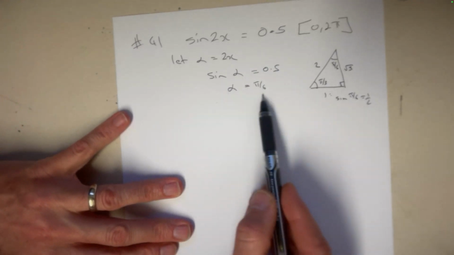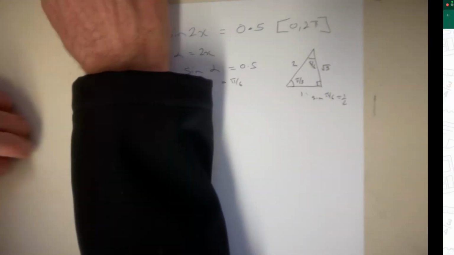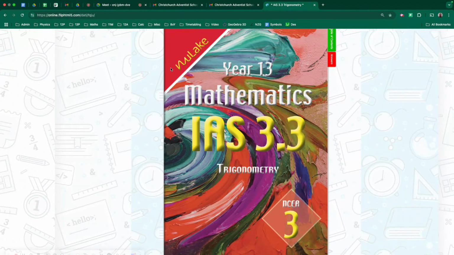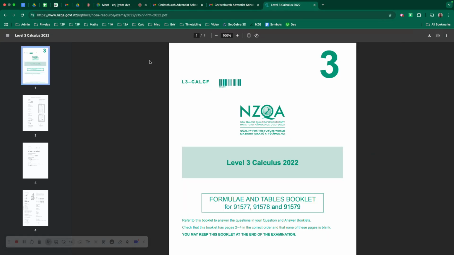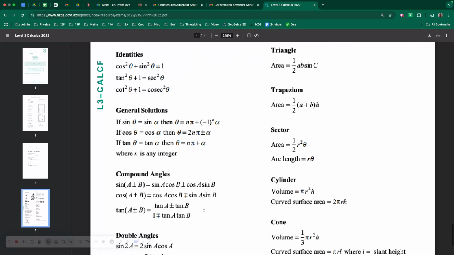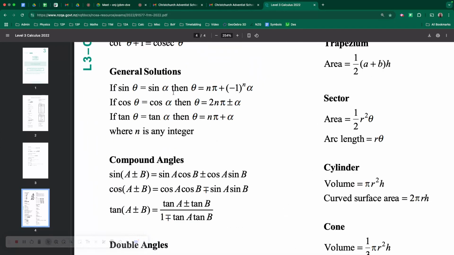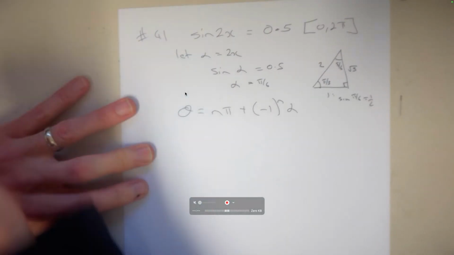Okay, so now, what do we do now? This is the tricky bit. This here is what we're looking for. So there's the rule. If sine theta equals sine alpha, then theta equals this bit here. So let's just copy that bit there. Theta equals n pi plus minus 1 to the n alpha. Okay, so that's what I've just written there.